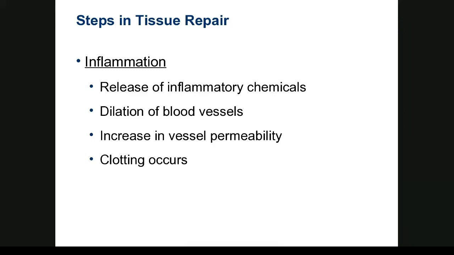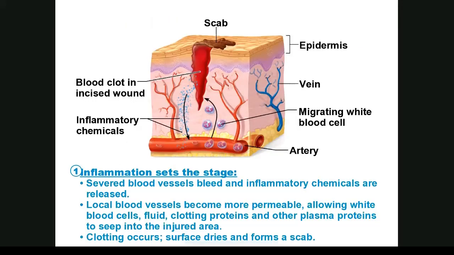Okay, stages in tissue repair. Inflammation is the first stage of tissue repair, and we'll go through the individual things. Okay, inflammation. First, the severed blood vessels are going to bleed, and they're going to release inflammatory chemicals.